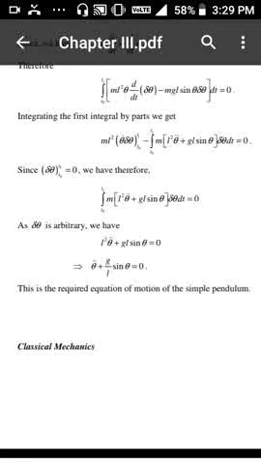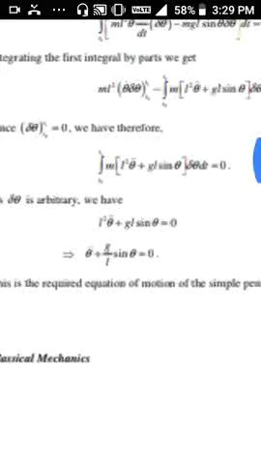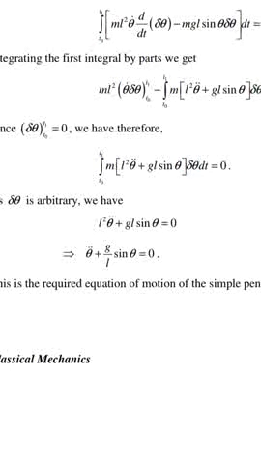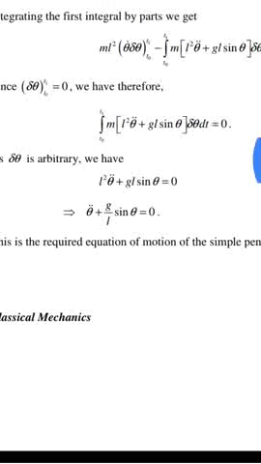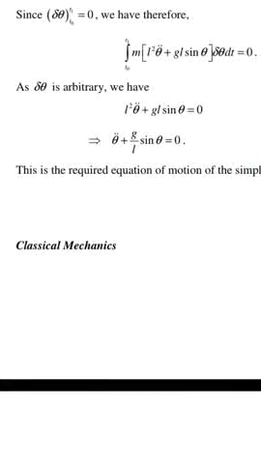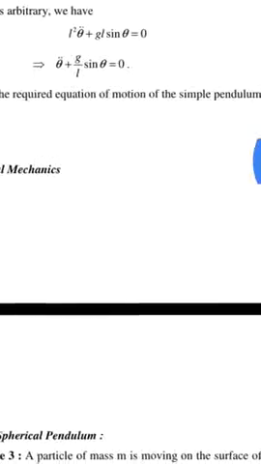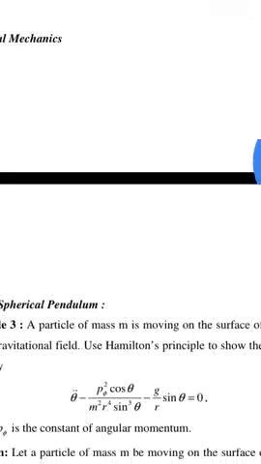Since δθ is arbitrary, we have θ̈ + (g/l) sin θ = 0. Therefore, θ̈ + (g/l) sin θ = 0. This is the required equation of motion of the simple pendulum.